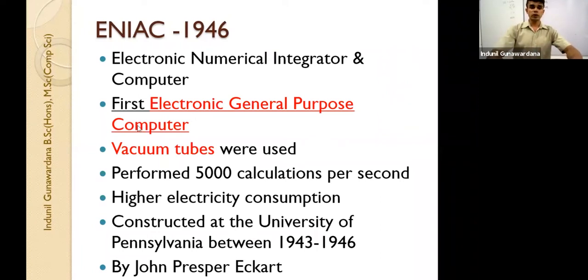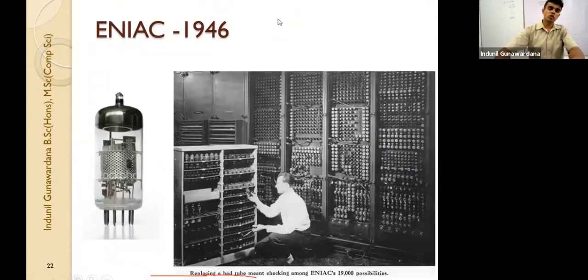an electronic general purpose computer with vacuum tubes. High energy consumption, huge power consumption is there. This was constructed at the University of Pennsylvania in this time period by the scientists John Presper Eckert and John Mauchly. This person is also very important. So ENIAC was invented by Eckert and Mauchly. There are important areas behind this, and I have really summarized almost all the important things for our paper.